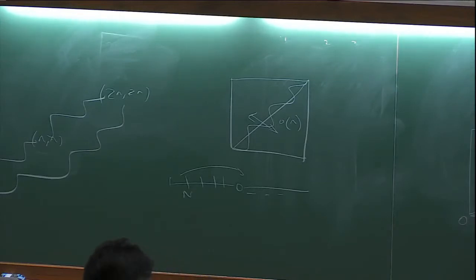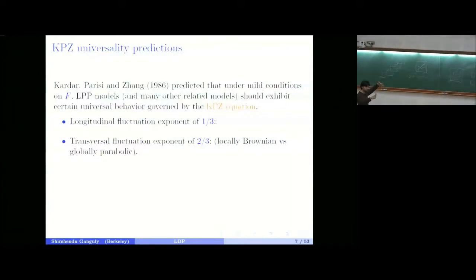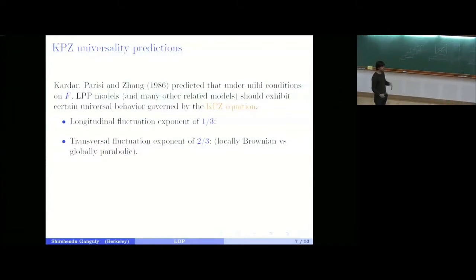I'll describe the heuristic governing this. The real reason is that if you look at the distance function as a function of x and y, it has globally a parabolic type of behavior, so it decays quadratically, but the local fluctuation is given by Brownian fluctuation. If you see how these two things interact, you can arrive at these two exponents. Okay, I'll do that shortly.